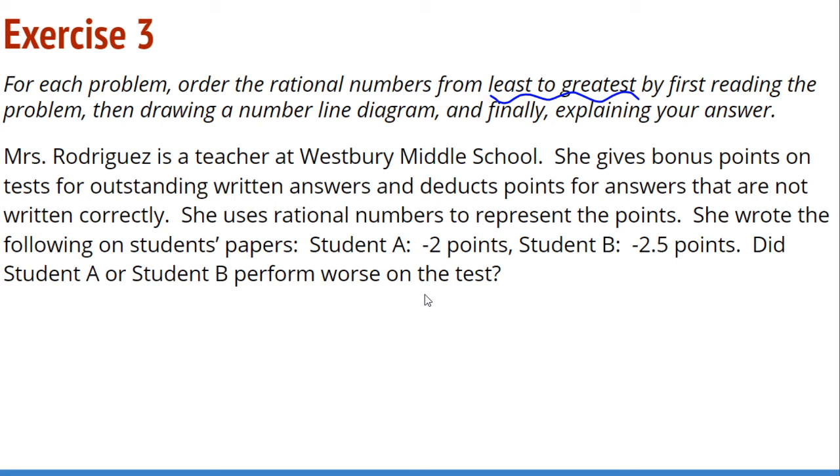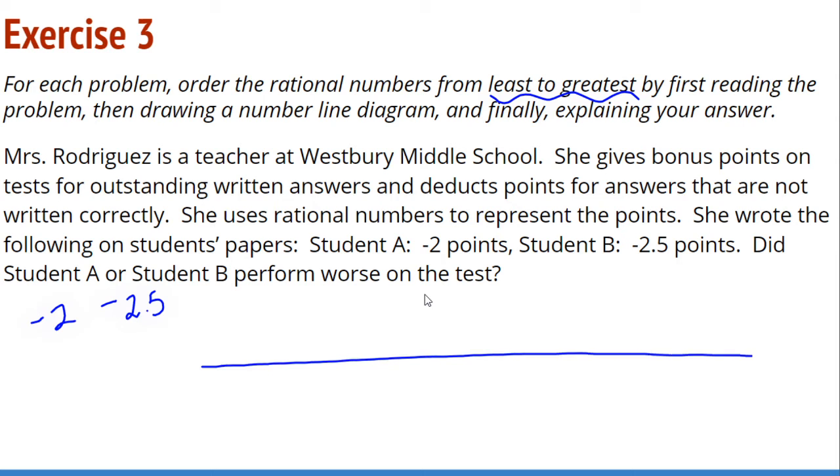Student A was a -2. Student B was a -2 5/10. And the question is, who performed worse on the test? Okay, so I'm supposed to use a number line.